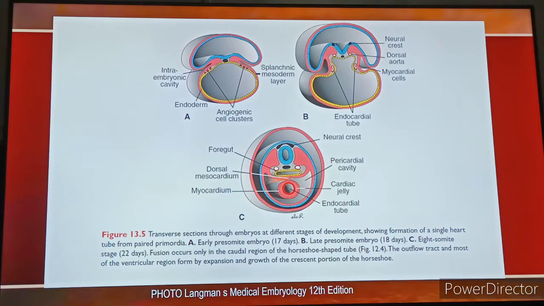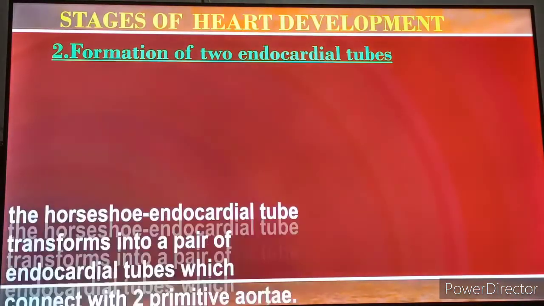Now we need to form the endocardial tubes. 2 endocardial tubes are going to form. That's the second stage.